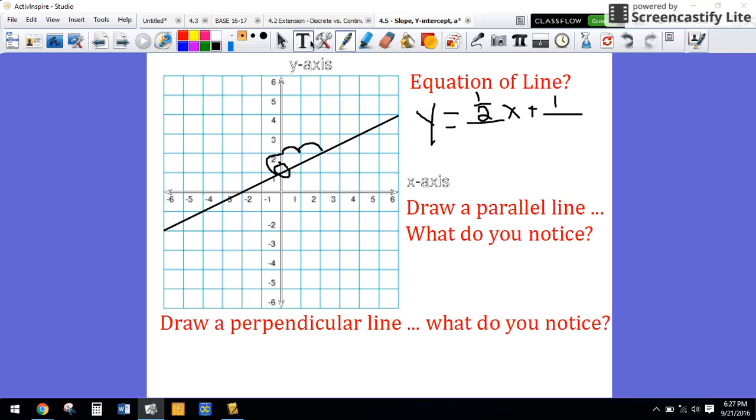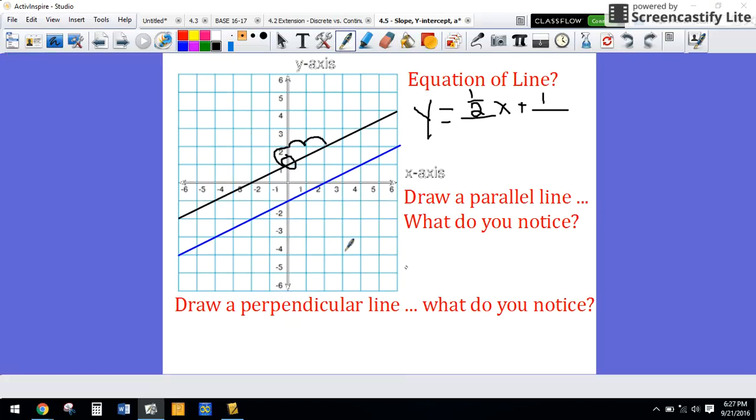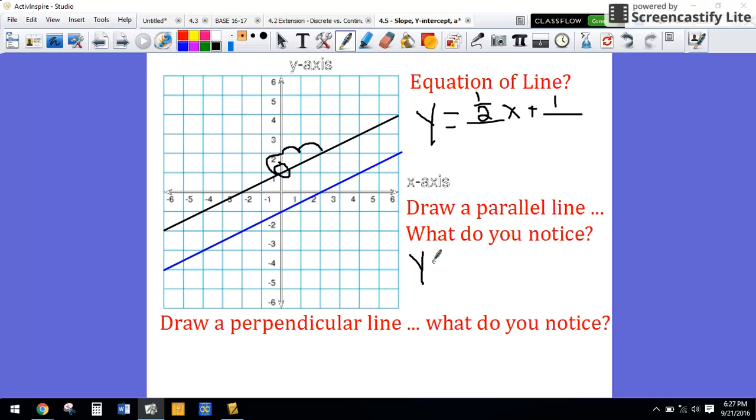Now it asks us to draw another line that is parallel. And parallel means it's never going to touch. So I'm going to do my best here to draw a parallel line. Now, there are multiple parallel lines we could draw here, but I'm going to go ahead and draw this one. And it says, what do you notice? Well, in order for us to notice something, we do have to write the equation. So I got my y equals slope times x plus y-intercept.